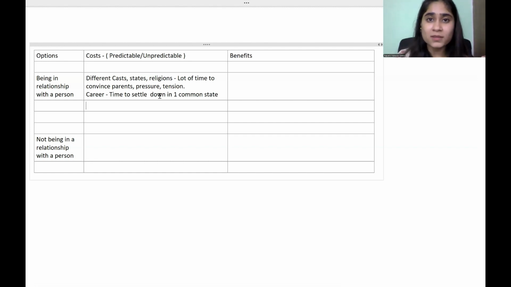When it comes to unpredictable cost, let's say before the marriage, in both of your families, the parents of each of you do not agree. So both the families just do not agree for the marriage at all. Are you ready to break up and to move on to another person? Do you have the emotional capacity to break up if it doesn't work out? Do you have the emotional capacity to break up if parents just don't agree?